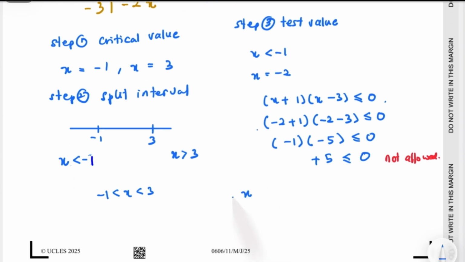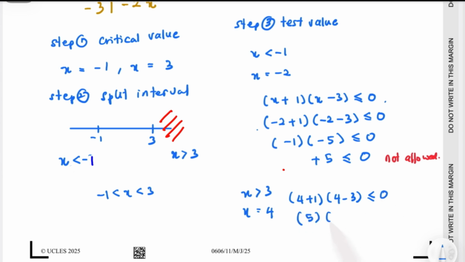Let's test for x when it's more than 3. Let's use x equals 4. Now substitute 4 for x: 4 plus 1 times 4 minus 3. 4 plus 1 is 5, times 4 minus 3 which is 1. So we get 5, which is not less than 0, also not allowed.